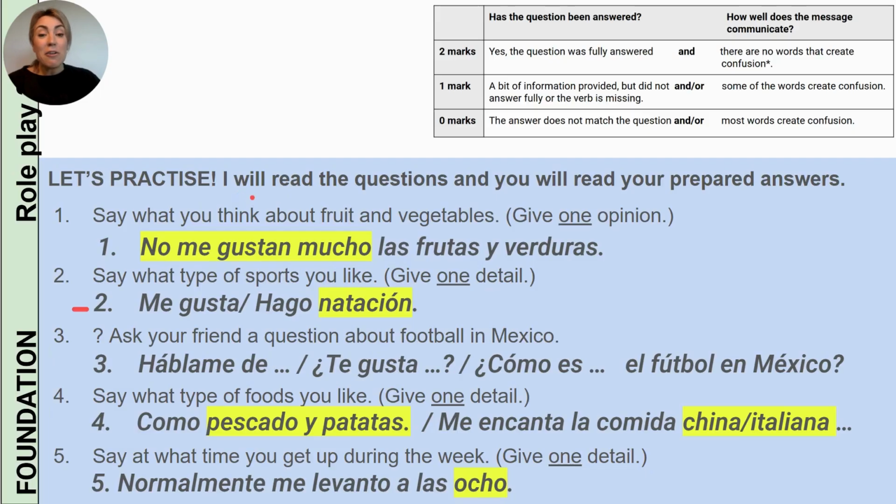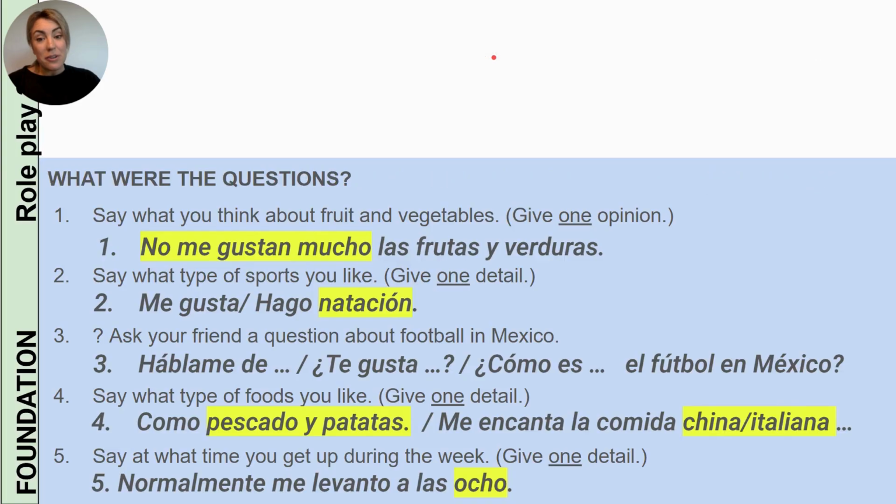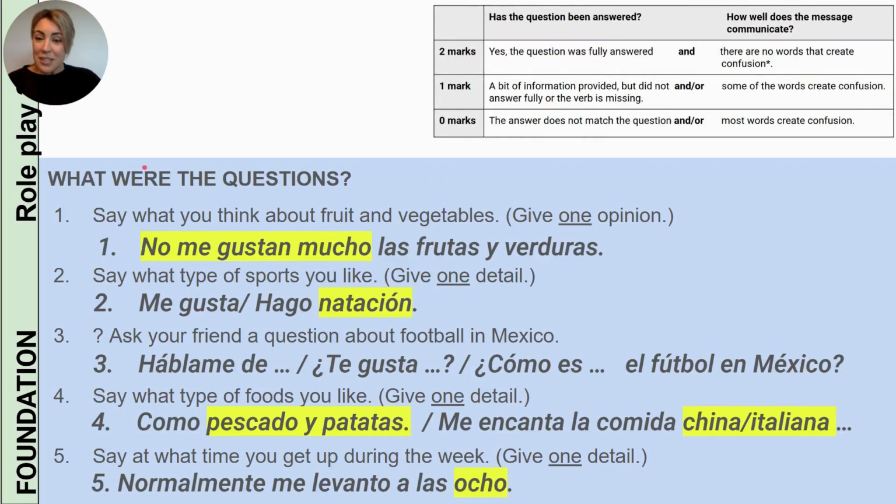Okay, and that's it. It goes very quickly. If you replace the bits in the highlighted parts and you answer my questions, you're very likely to have delivered answers that are worth 2 marks each. So that would be 10 marks for you. What were the questions though?